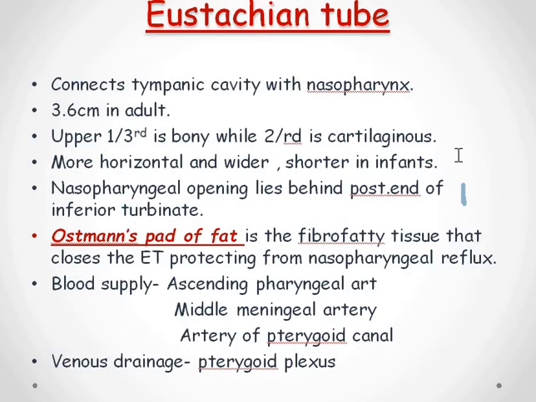The nasopharyngeal opening lies behind the posterior end of the inferior turbinate. Now the ostmann's pad of fat is a fibrofatty tissue that closes the Eustachian tube, protecting it from nasopharyngeal reflux. So what is the blood supply? The ascending pharyngeal artery, the middle meningeal artery, and the artery of the pterygoid canal. The venous drainage is by the pterygoid plexus.